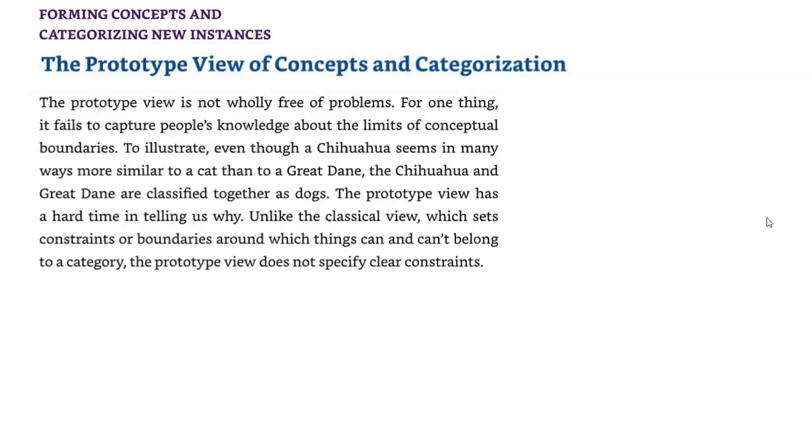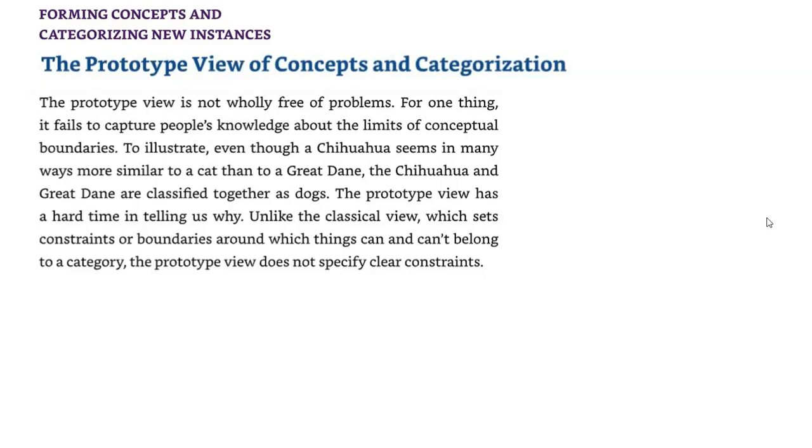So the prototype view is not wholly free of problems, as elegant as it is. For one thing, it fails to capture people's knowledge about the limits of concepts. To illustrate, even though a Chihuahua seems in many ways similar to a cat and a Great Dane, the Chihuahua and Great Dane are classified together as dogs. The prototype view has a hard time telling us why. It's just sort of something that emerges as a clever idea, but it can't explain much.